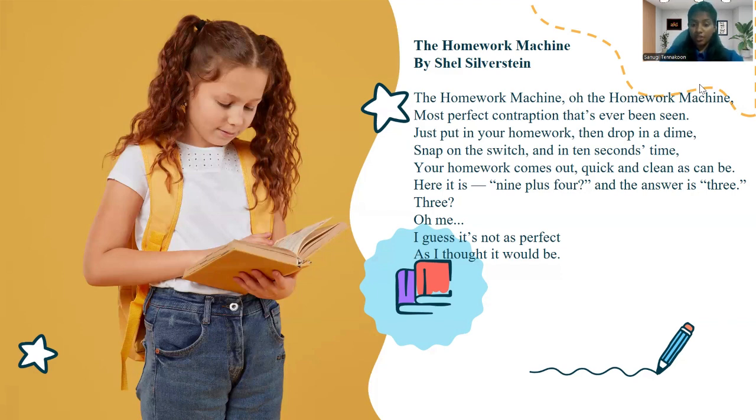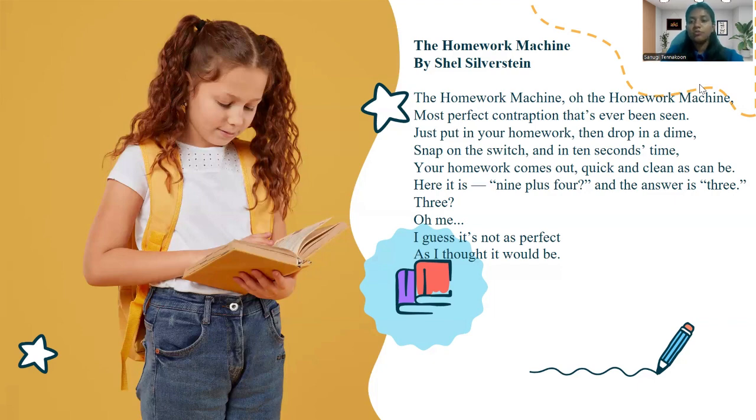3? Oh me. The speaker is surprised and disappointed because this machine doesn't provide the correct answer. The speaker feels let down. They realize something went wrong with the machine, and that it is not as flawless or amazing as they first thought. So that is the poem, and it was just a quick walkthrough.